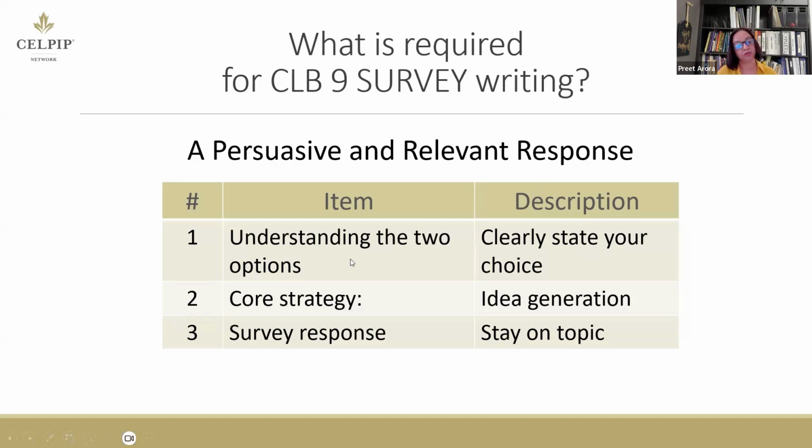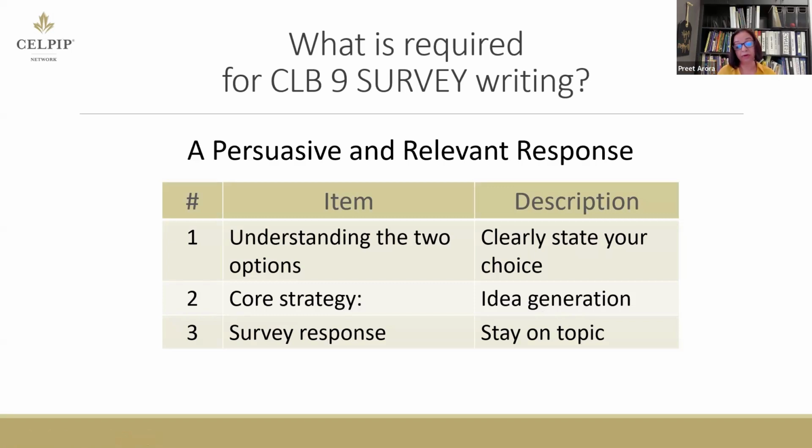So first is understanding the two options. You have to understand both the options very, very clearly and clearly state your choice. You have to be very clear when you are stating your choice. So some higher level of words and clarity. But what is the core strategy that you require? The core strategy is idea generation. Very important for CLB 9 plus, idea generation, and I will be spending a lot of time in idea creation. My program is not based on practice, practice, practice. No, my program is based on learning and then using what you have learned in practice.